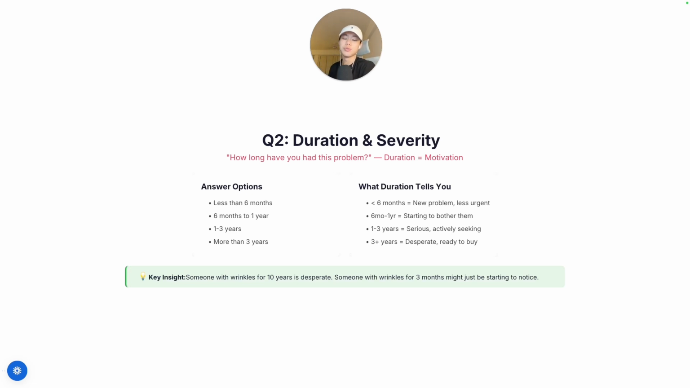So question two, duration and severity. How long have you had this problem for, right? Duration equals to motivation. So these are a couple of answer options that you can put right away into your quiz. So you have less than 6 months, and 6 months to 1 year, 1 year to 3 years, and more than 3 years. Okay, what the duration tells you is that less than 6 months is a new problem. It'll be a little bit less urgent, and for 6 months to a year, it's starting to bother them. They're getting kind of irritated already.